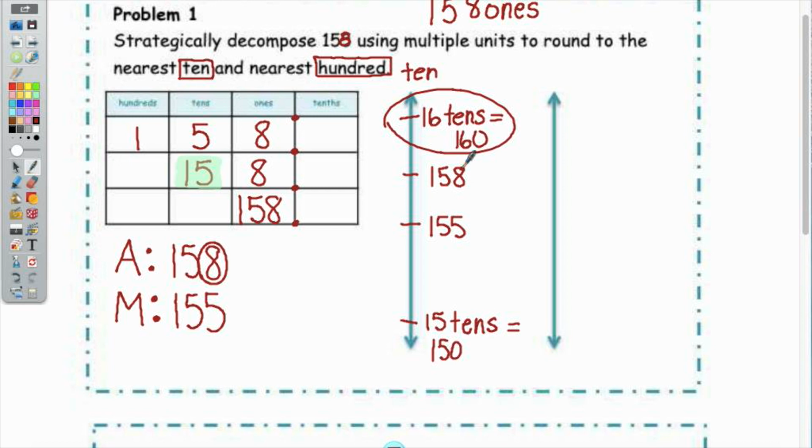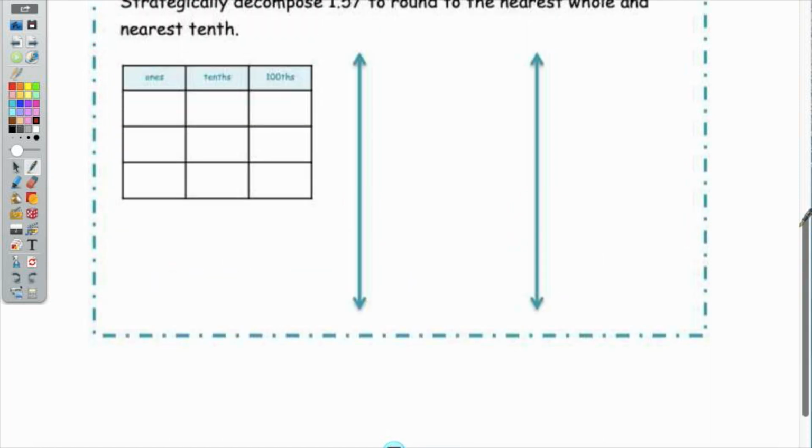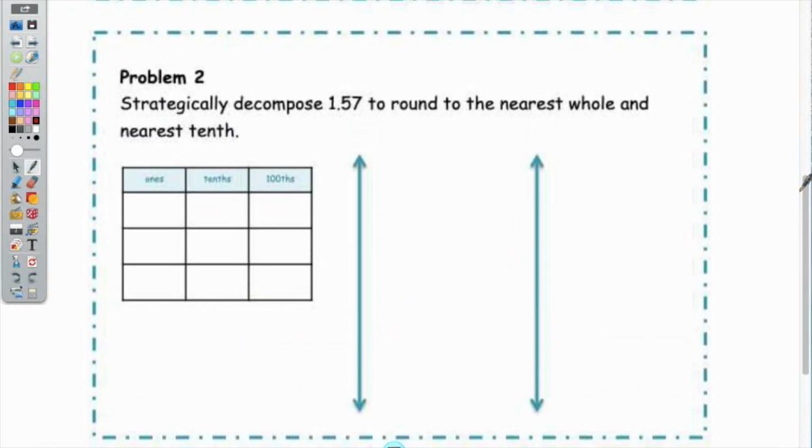Okay, so now we'll go down and we'll do one with decimal place value. We'll keep practicing, but we are going through all these steps. So let's move to the next one. Problem 2. The only difference is we've got decimal place value now. So start by getting your decimals on the place value chart. This says strategically decompose 1.57 to round to the nearest whole and the nearest tenth. So right here I want to put the word whole, and right here I want to put the word tenth.